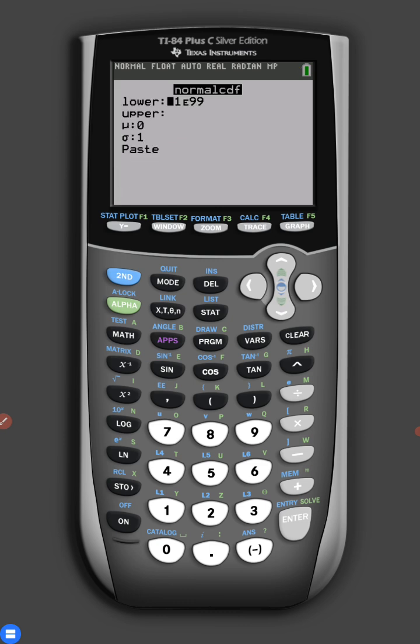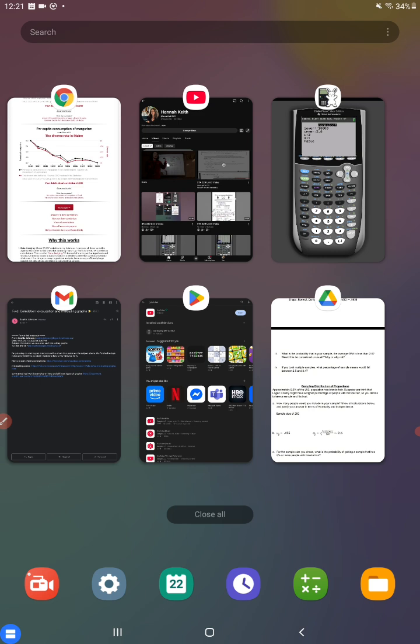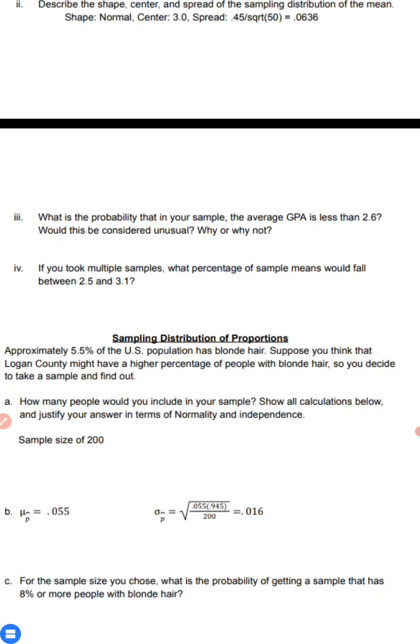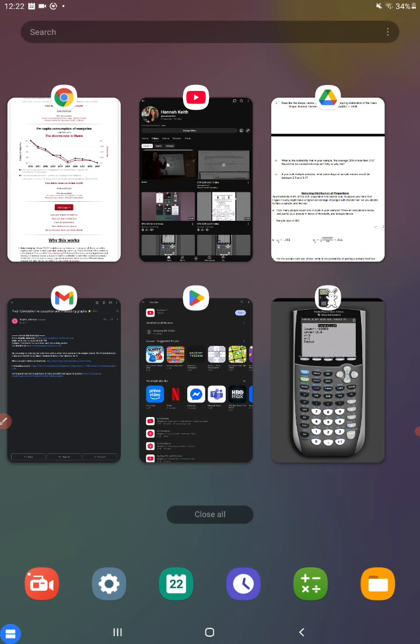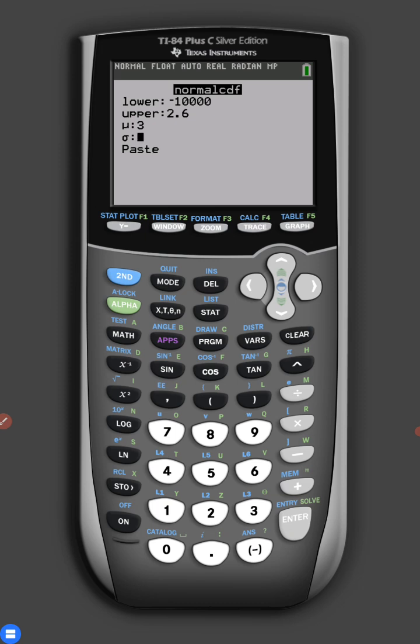And looking at this information, so our lower boundary, we're not going to have one. So we're going to put a really big number in. Our upper boundary is going to be 2.6. So what we're doing by setting our upper and lower boundary that way is we're saying we're looking for anything that is less than 2.6. 2.6 is as high as it goes. What was the mean we were given? That was 3. And then our standard deviation was 0.0636. Okay, 0.0636. And we paste that.